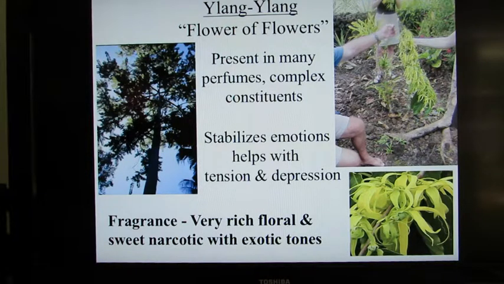I've smelled it as an oil, but when I took this picture on the right in Samoa a number of years ago and smelled it right off the plant, it's really an exotic, wonderful smell. And like the other essential oils, it stabilizes emotion and helps with tension and depression. It's extremely valuable in many perfumes, and the fragrance is very rich floral with sweet, narcotic, and exotic tones.